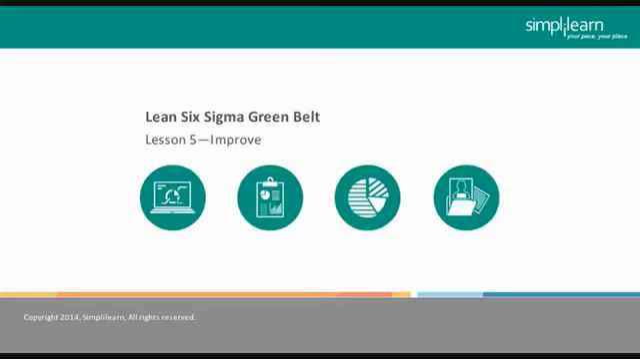Hello, and welcome to the fifth lesson of the Lean Six Sigma Green Belt course offered by Simplilearn. This lesson will focus on the improve phase of the DMAIC process.